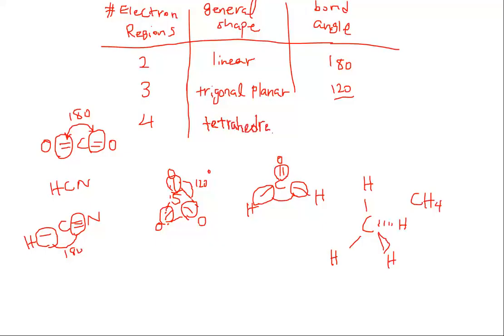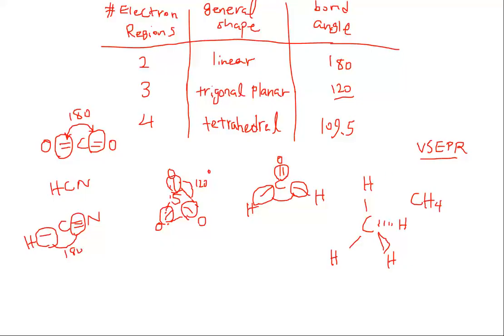The general shape is tetrahedral, and the angles are 109.5, because this is the farthest these bonds can be from each other, because the electrons want to repel each other based on VSEPR, which is the valence shell electron pair repulsion. The electron pairs want to repel each other, so they'll form the angle of 109.5.